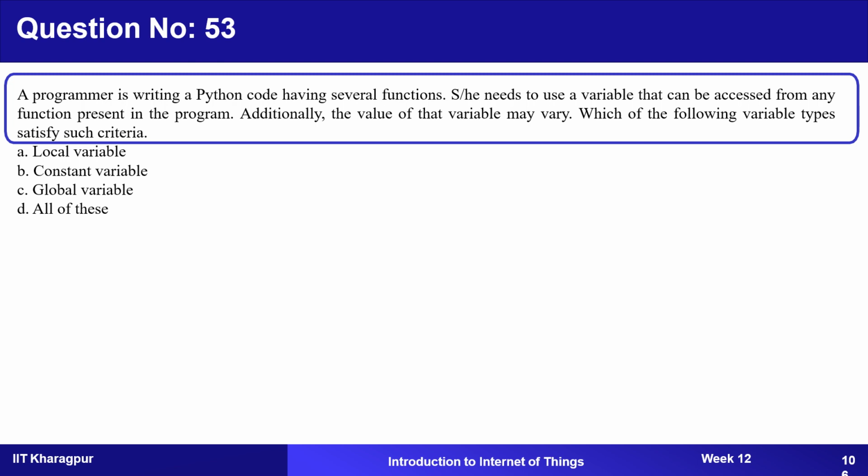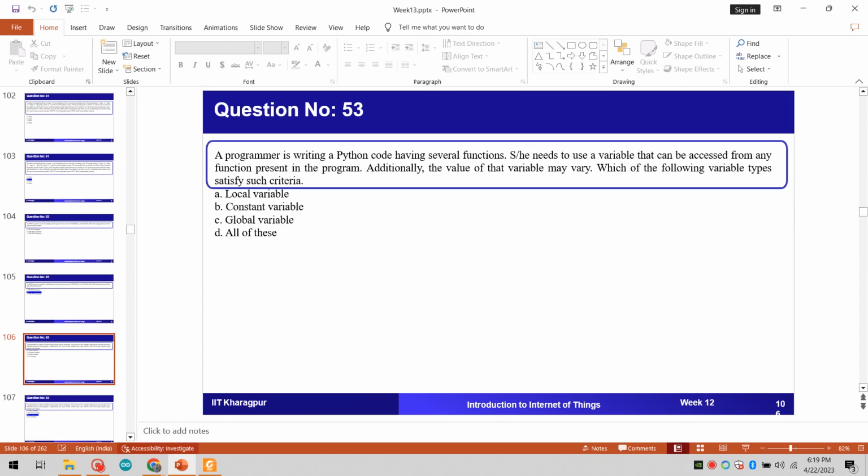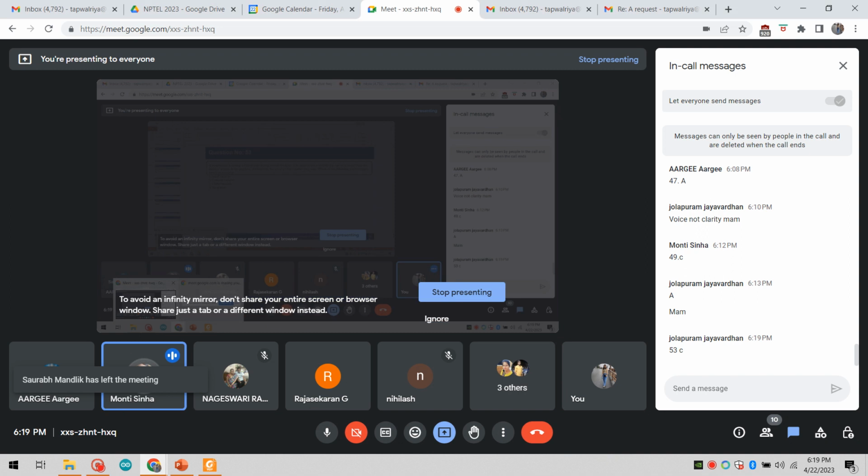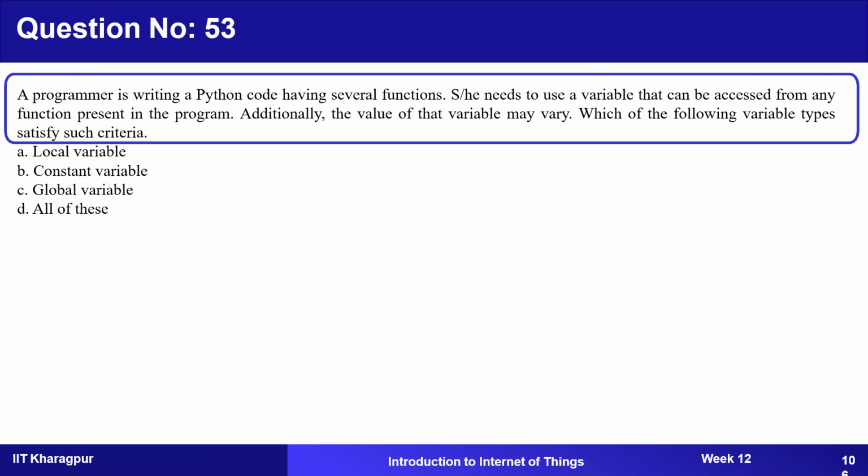Global. C. Global. Okay. Anyone else? Global variable, ma'am. Global variable. Okay. So the correct option is C, that is global variable.